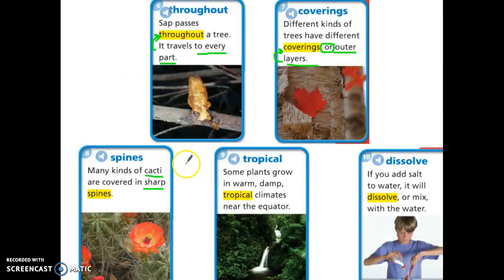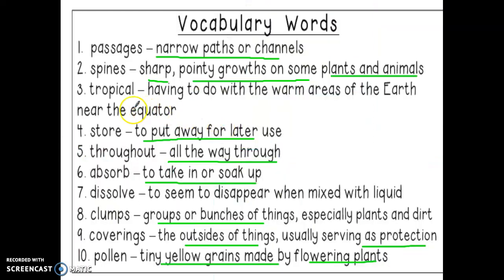Tropical. Some plants grow in warm, damp, tropical climates near the equator. So when I try to find clues to help me understand tropical, I'm looking before the word in this example. When it says they grow in warm, damp climates, that helps me understand tropical means warm and damp. Okay, tropical: having to do with warm areas near the equator.